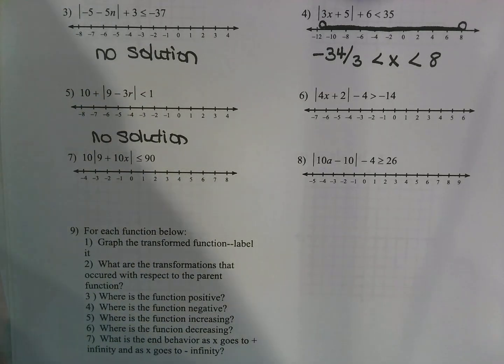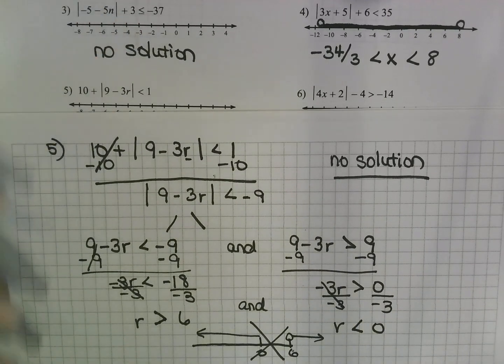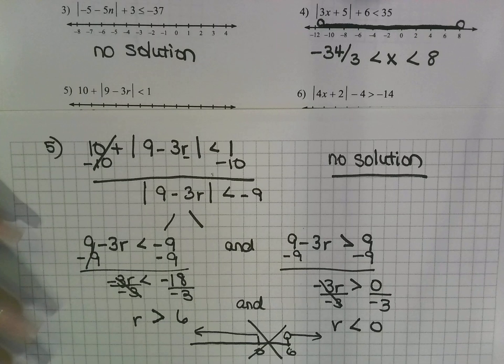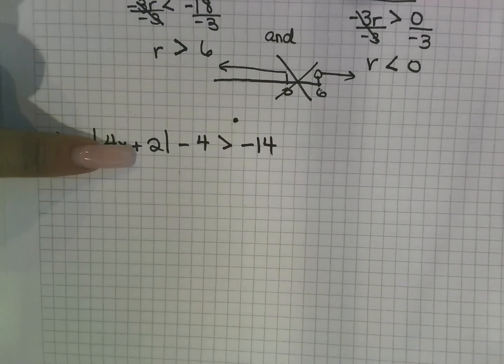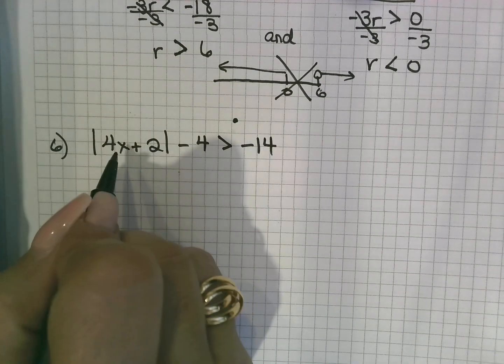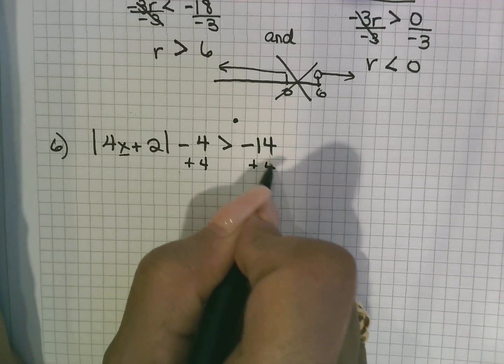Okay? All right, number 6. Let's copy this one down. Give me just a second. Absolute value of 4x plus 2 minus 4 greater than negative 14. All right. Let's take a look at number 6. Again, we're solving for this x, so I am going to add 4 to both sides.